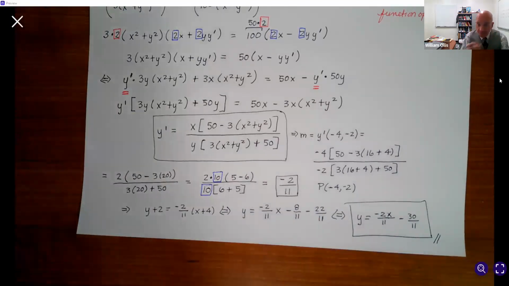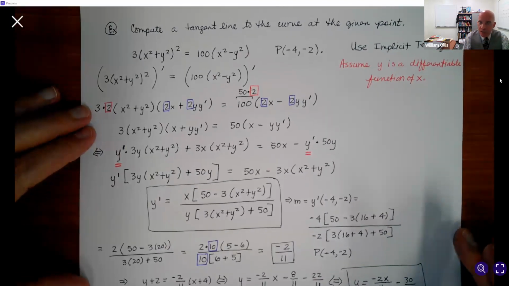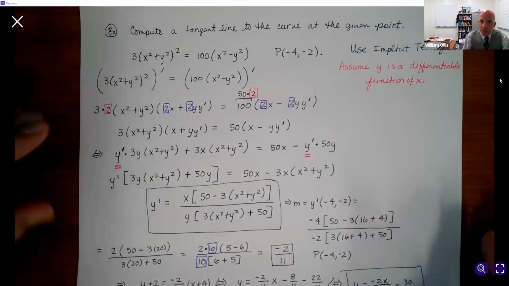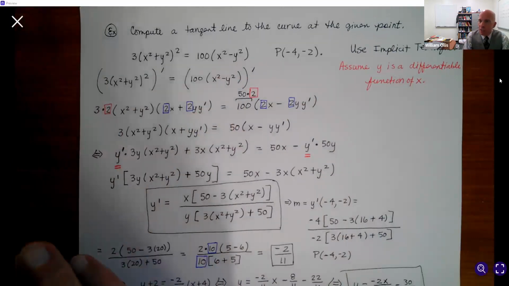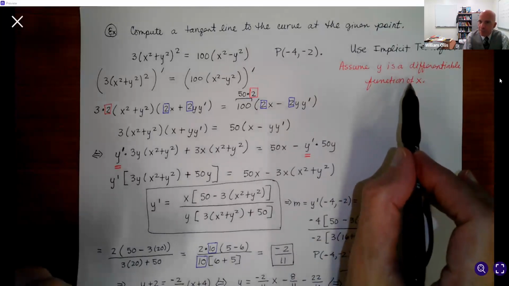Now, again, the technique is what it needs to be. That is, you treat the equation implicitly with respect to differentiation, assuming this premise from the start.